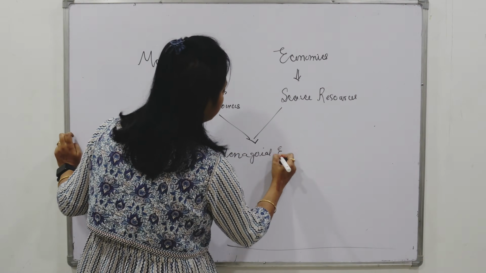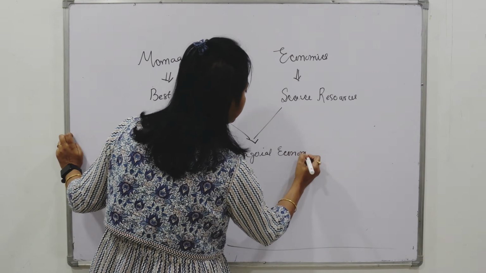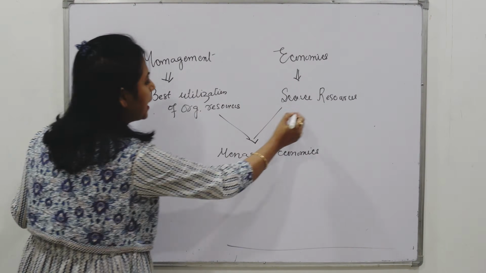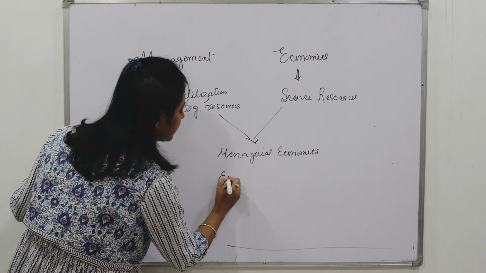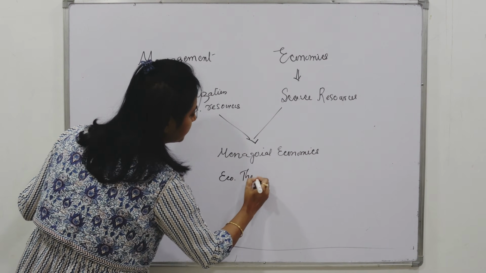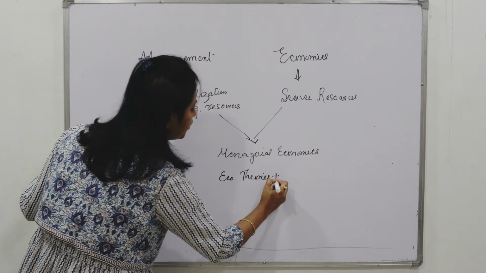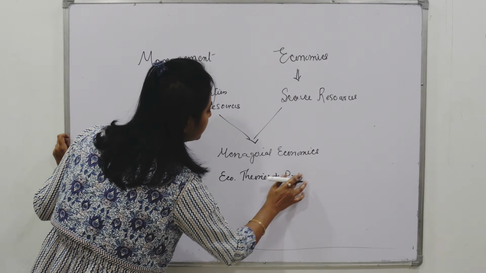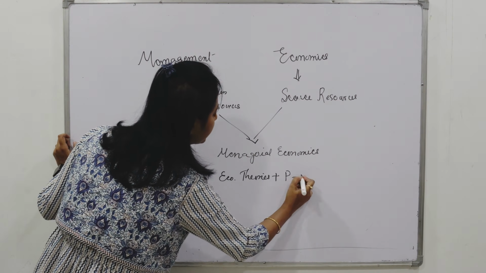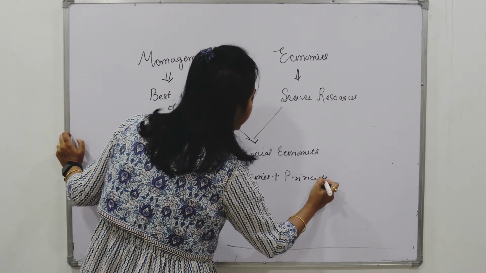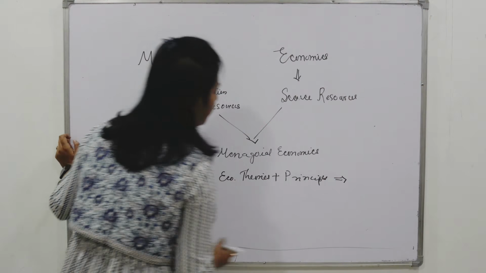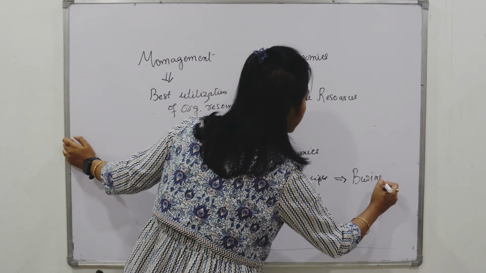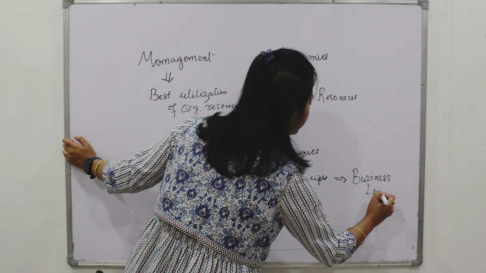So how do we define managerial economics? We define managerial economics as the application of economic theories. We try to make use of economic theories plus policies or principles, better to call it economic principles, and then we combine them to take business decisions. How can it help in taking business decisions?